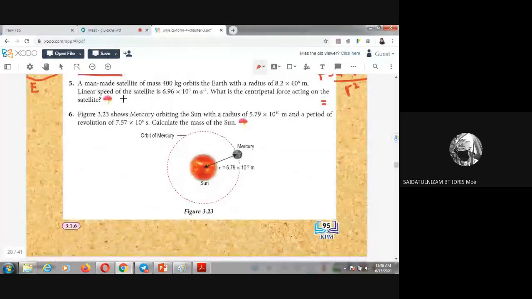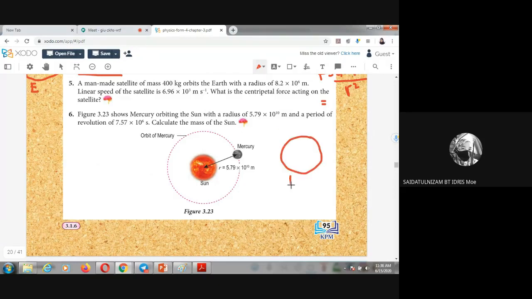Okay, number 5. A man-made satellite of mass 400 kg orbits the Earth with radius of 8.2 times 10 power of 6 meter. Okay, kita ada Earth kan? Ini Earth. Then ada satellite. Okay, satellite orbit Earth with a radius of 8.2 times 10 power of 6 meter.